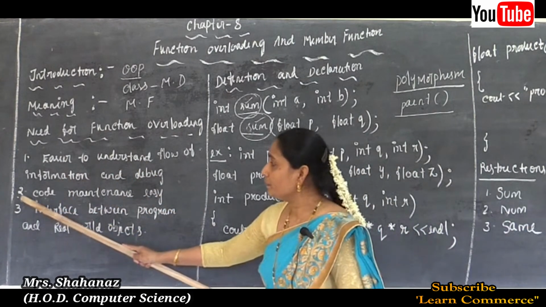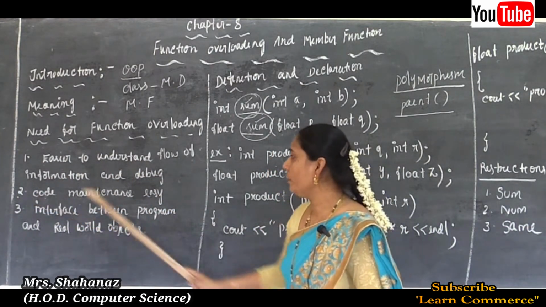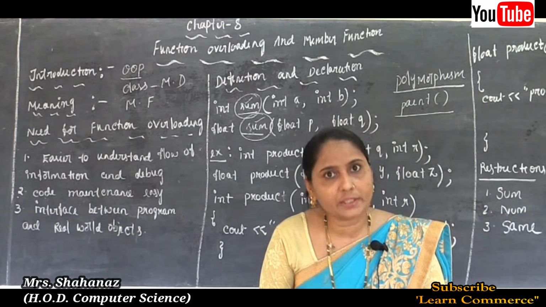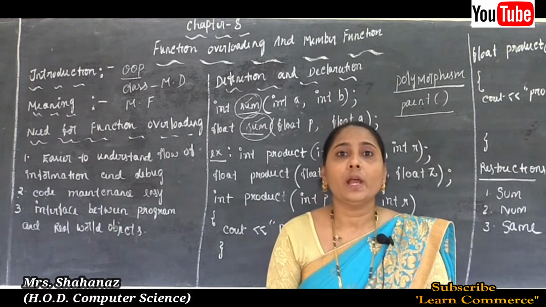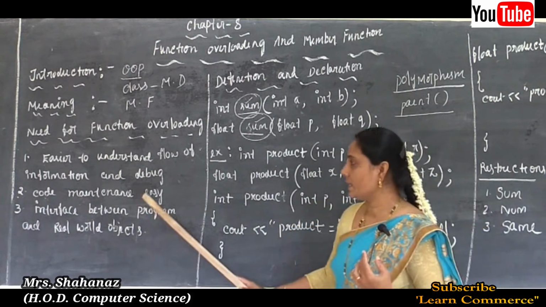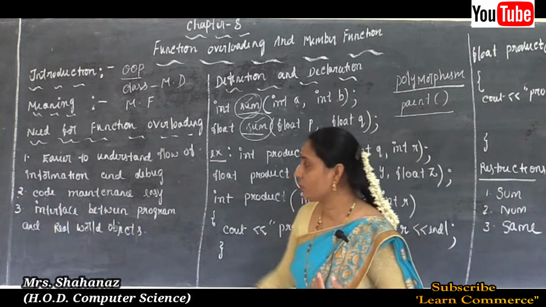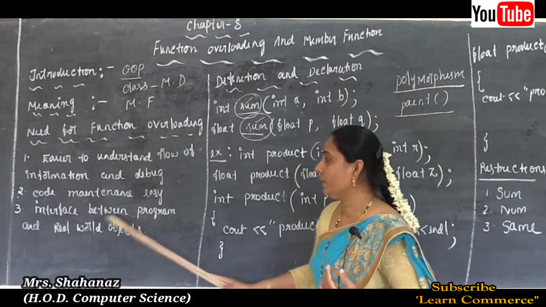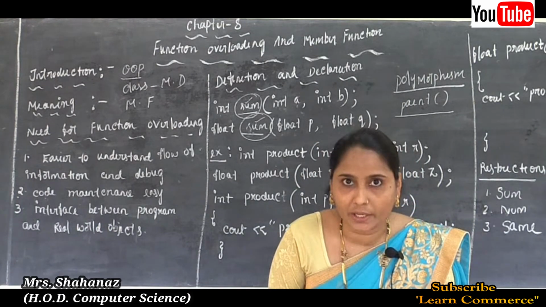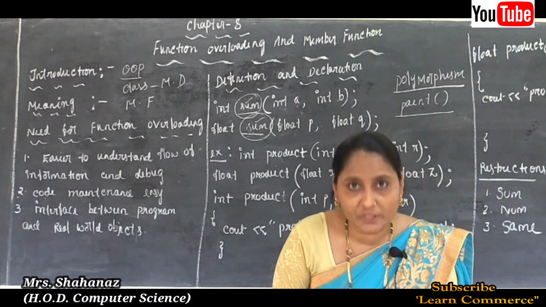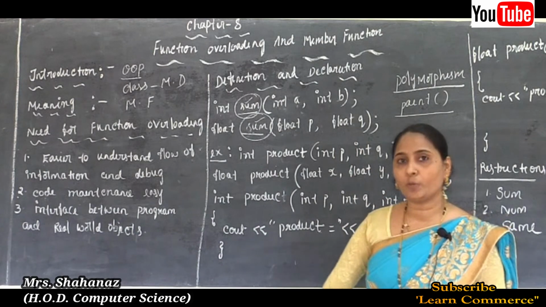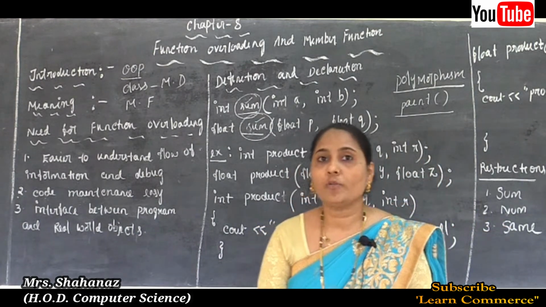And the next advantage: code maintenance is very easy. To understand the code and its flow of information, we can maintain all the code very easily. And the next advantage is the interface between the program and real world objects. That means we can easily make the connection between the program and the real world object. That means we can very easily get the output by using a method like function overloading.